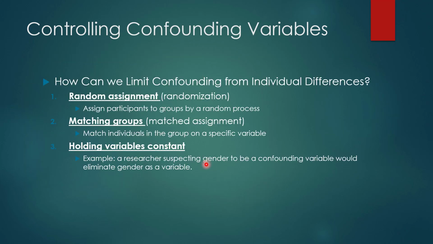Another thing you can do is hold a variable constant. So let's say you think that one of the variables might influence your study, and you don't want to do the matching because that can be tedious, it can be time consuming, it could be expensive. So the idea is that maybe you then just limit your group to something. So perhaps gender, then you only measure one gender. So you eliminate that as a potential variable. If it was IQ, maybe you only use people above an IQ of 100 or something like that.